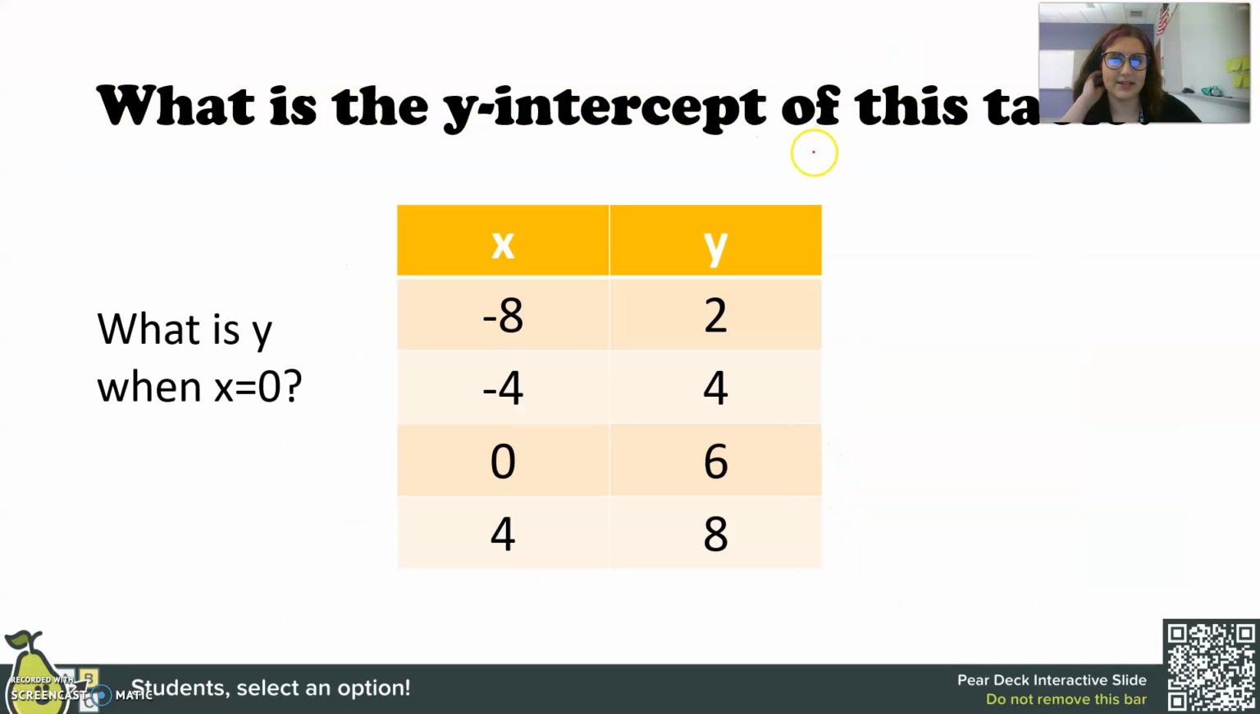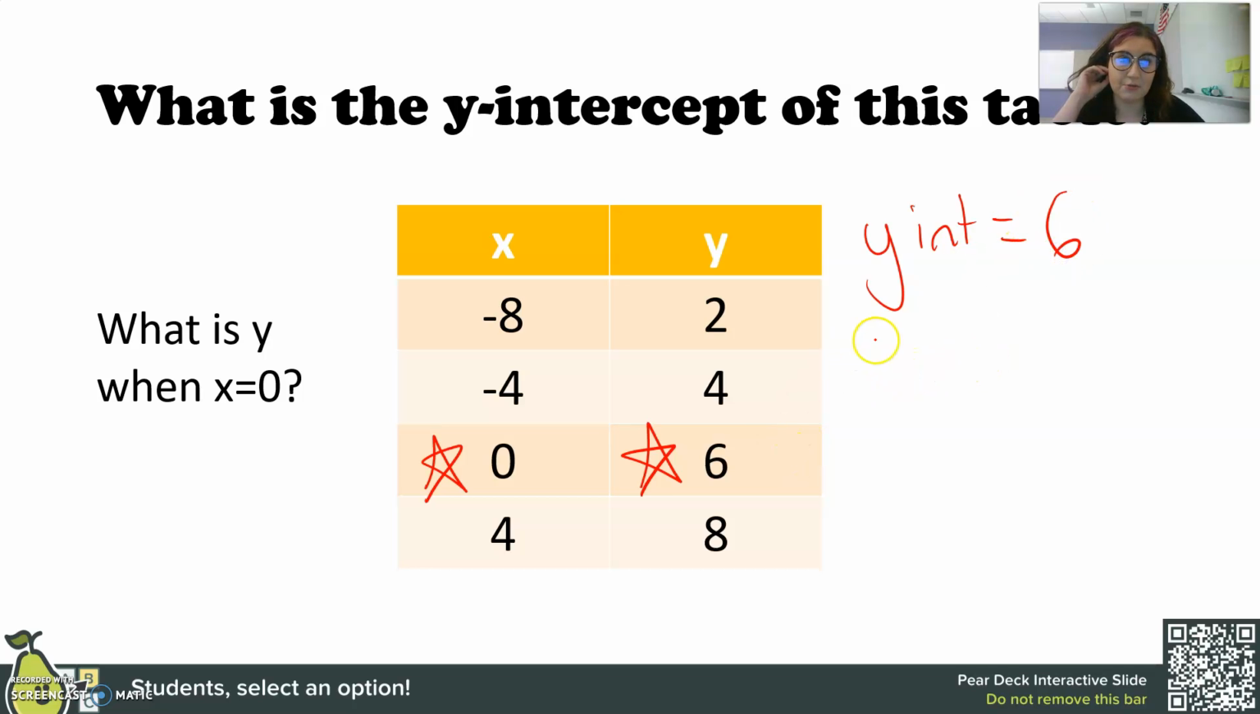All right, what is the y-intercept of this table? My guiding question is what is y when x is 0? So I'm going to look through my x values and say, oh, there's the 0, and here's the y value that goes along with it. So my y-intercept is 6. I can also write this as an ordered pair, 0, 6. So as long as there's a 0 first, it's a y-intercept.